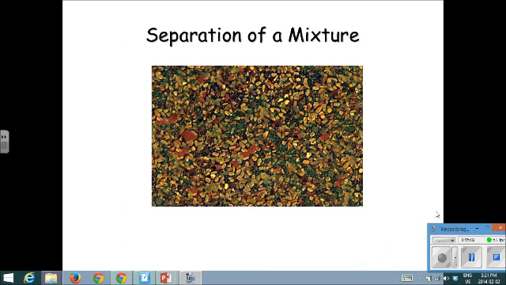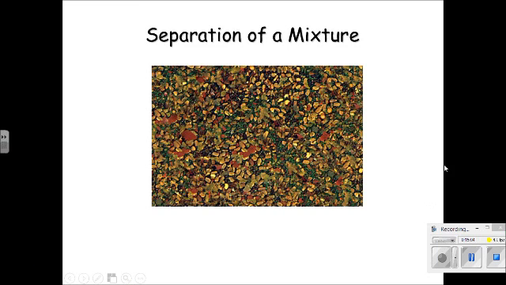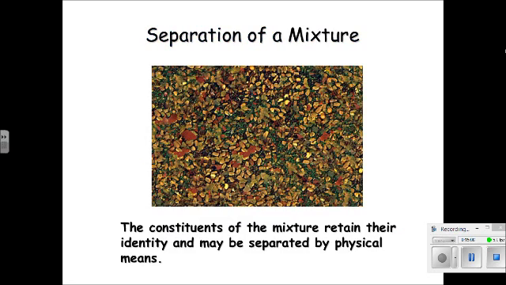So one thing you may not have learned in grade 10 is how to separate a mixture. There's a bunch of different ways that we can do this, but basically a mixture can be separated by physical means because it's made up of different things. It's made up of different pieces, and those different things have different characteristics, so you can separate those things based upon those characteristics.